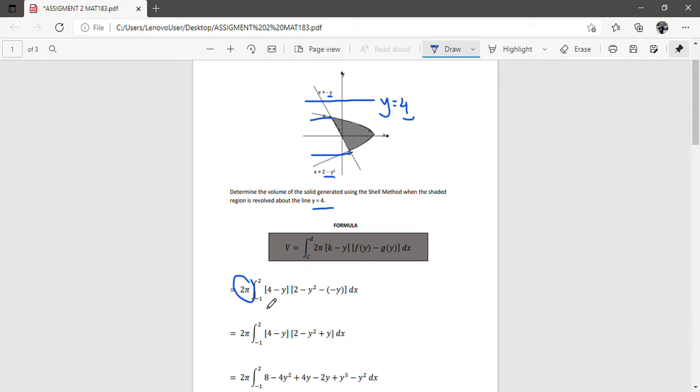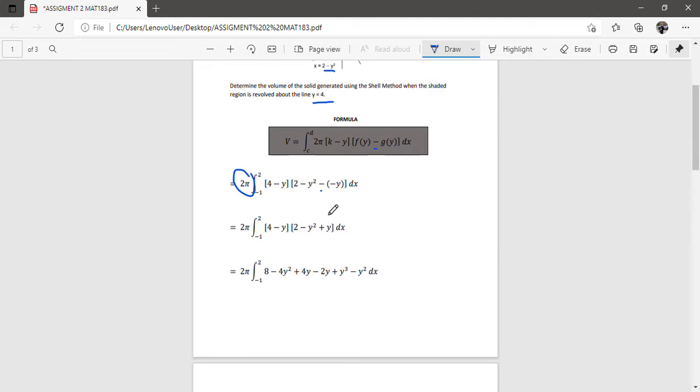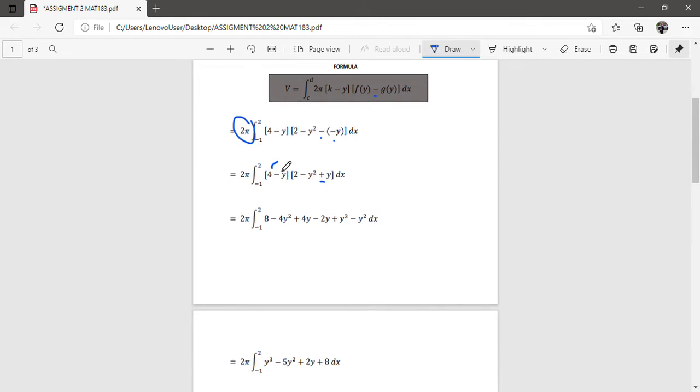The revolution exists, so 4 minus y times 2 minus y, which we get from here, 2 minus y to the power of 2 minus negative y. Negative y is here, g(y). Okay, and then we simplify the operation. Just minus we get plus, and then we need to expand this. And also this.